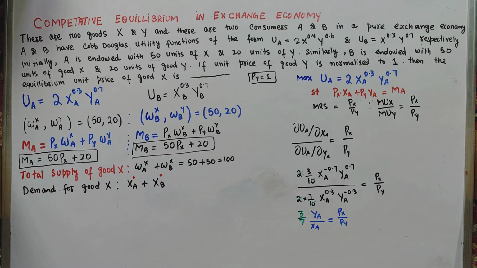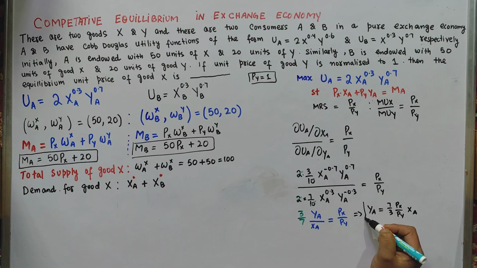So let us solve it for y_A here first. So y_A will be equal to price of x. First to transpose this 7 upon 3. Okay, then if I transpose, it will become 7 upon 3. Then we have price of x upon price of y, and transposing this x_A.